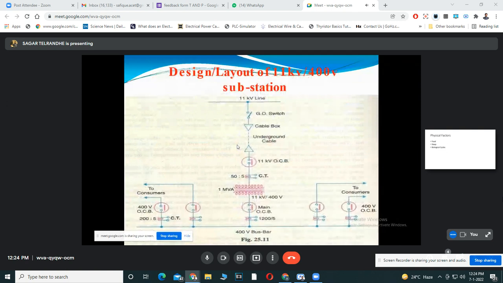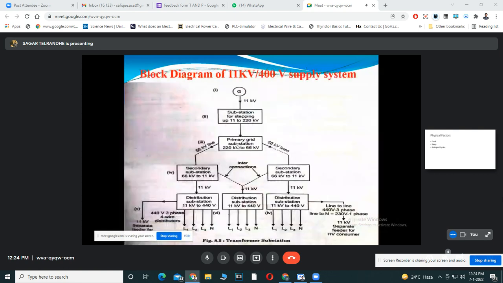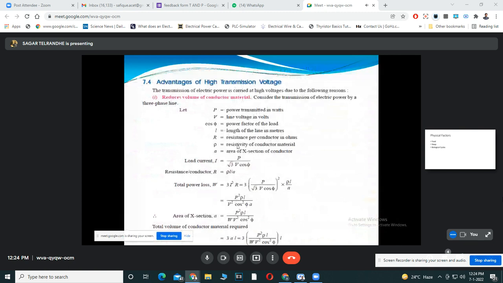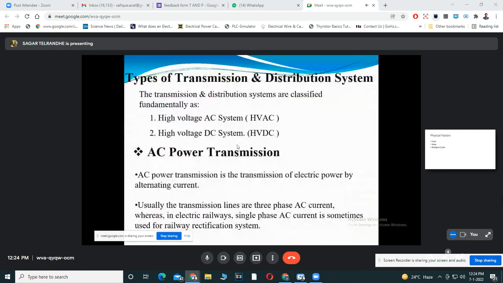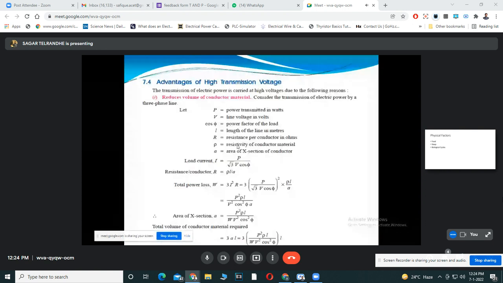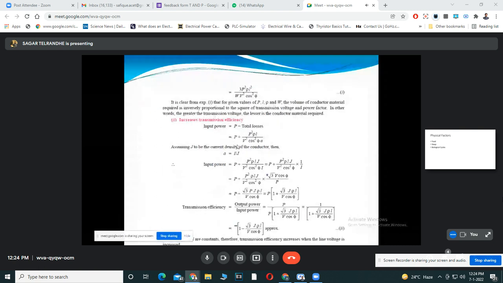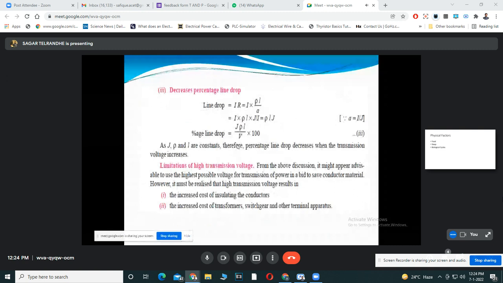Design layout of 11 kV 400 volt substation. Block diagram of 11 kV by 400 volt supply system. We have seen that the advantages of high transmission voltages are that it reduces the volume of conductor material required, increases transmission efficiency, and decreases percentage line drop, thus providing us with more advantages.